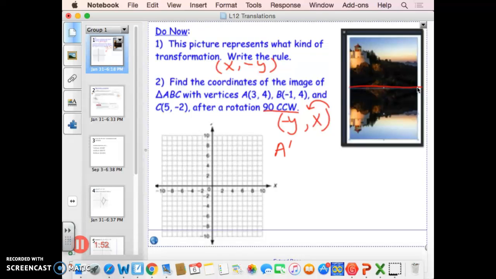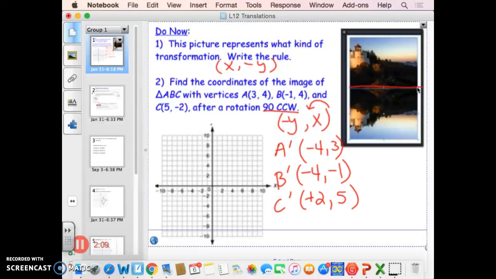So A prime, which is originally at (3, 4), would be at (-4, 3). B prime would be at (-4, -1). And C prime would be at (-2, 5), but this 2 is going to change to a positive because it tells you here that the y coordinate goes to the opposite of what it originally was. And then you can graph that on your own.